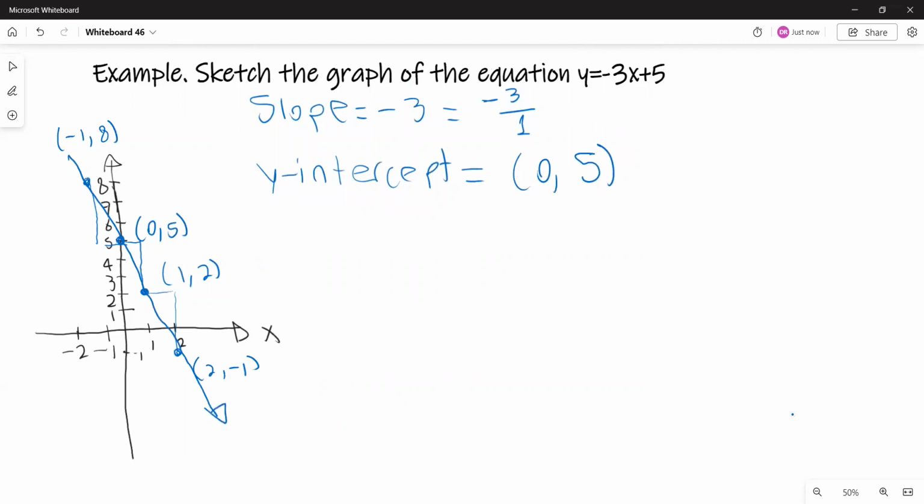Just from the equation, from the slope and the y-intercept, we were able to plot a few points and draw the graph. So I will finish this section with a couple of applications. First application is on page 317, number 54. Okay, trying to find the problem. Actually, that's 316.